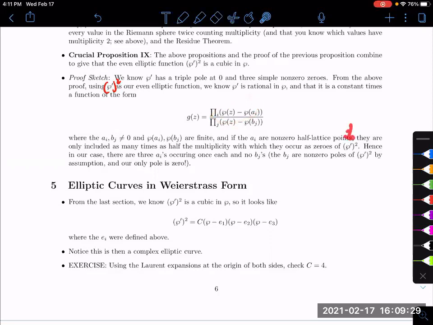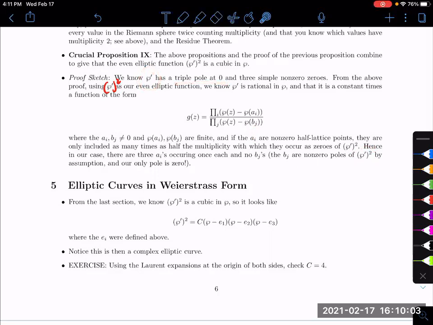Because they're simple zeros of phi prime, so they're double zeros of phi prime squared. Since they're multiplicity 2, we should only be including them half as many times as they occur, so once, okay? So we're gonna have 3 ai's, basically. Now, how many bj's? Well, here's the thing, what are the bj's? The bj's are the non-zero poles of our even elliptic function, phi prime squared. But there are no non-zero poles, because phi prime only has a triple pole at 0.